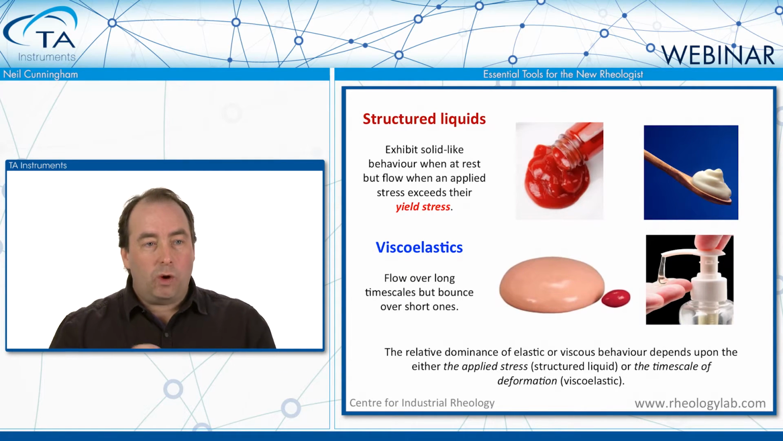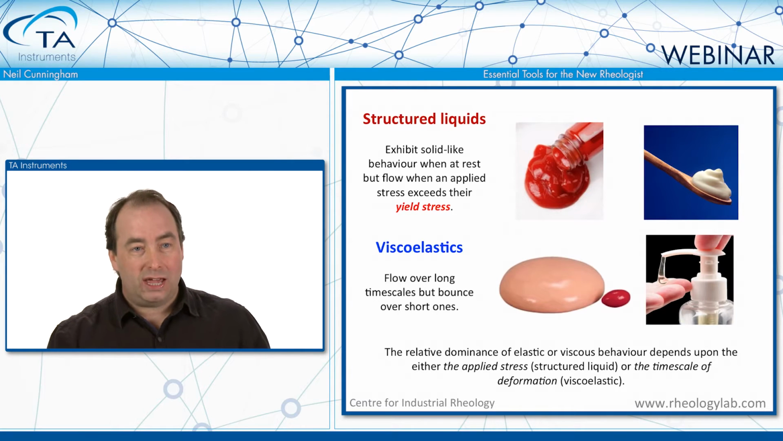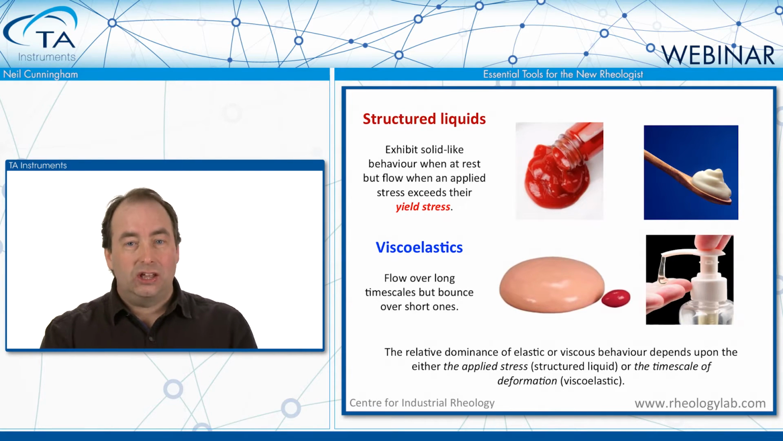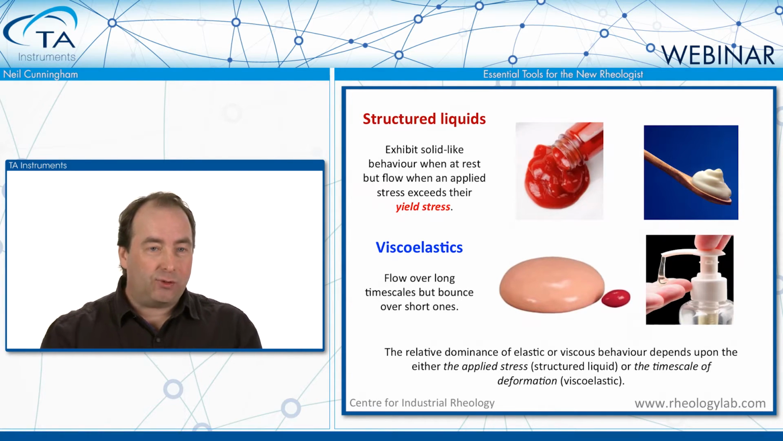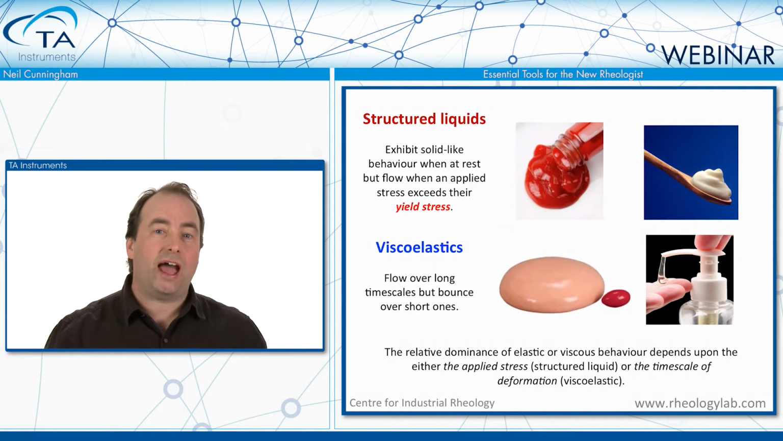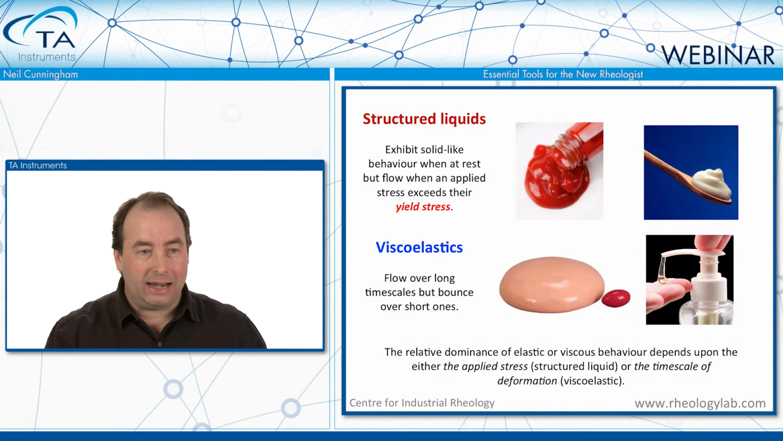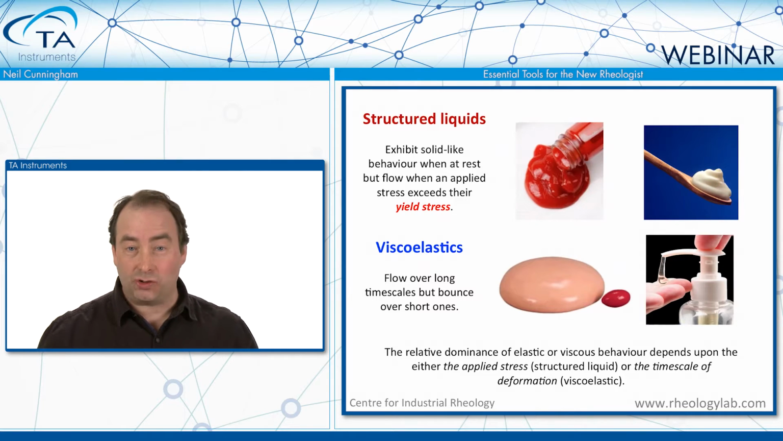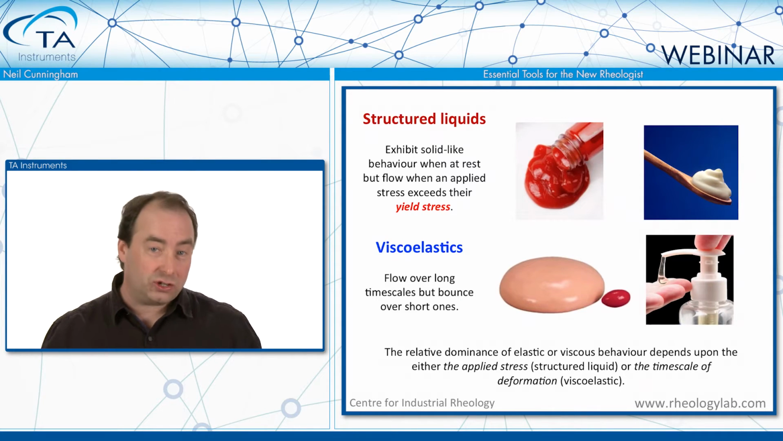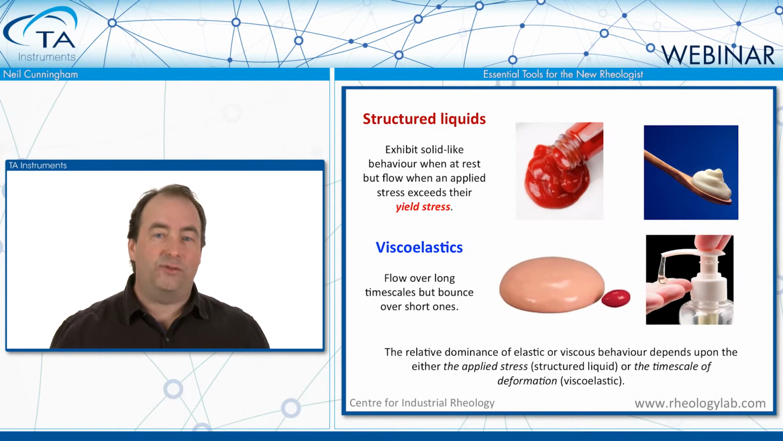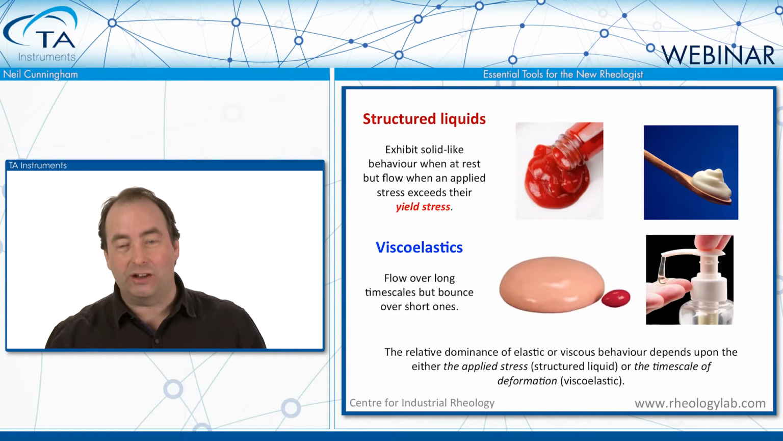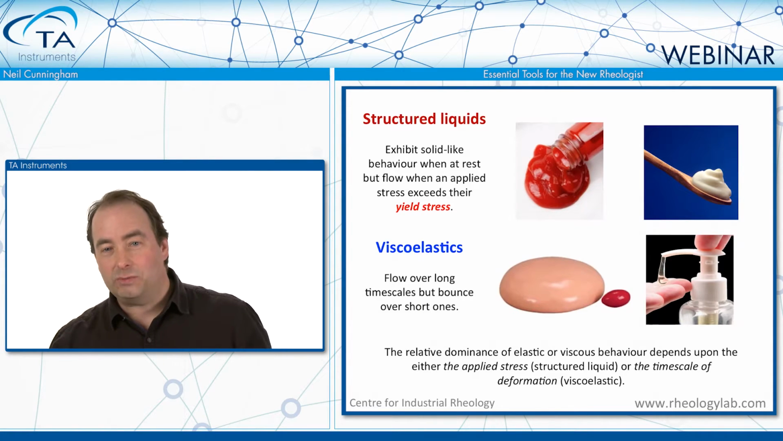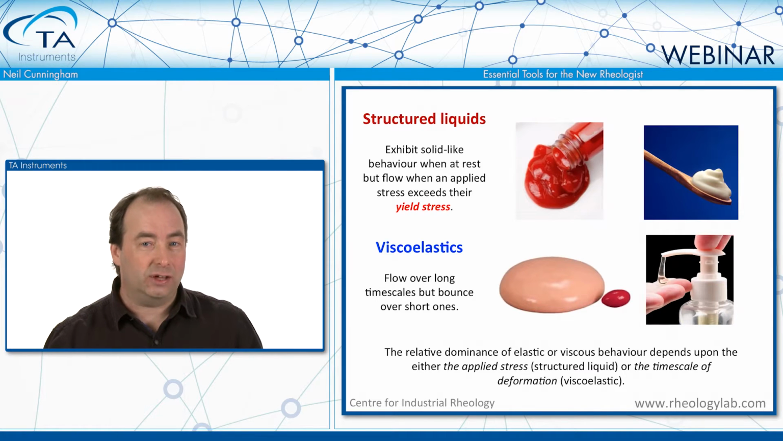So we've got two groups of materials here, or two categorizations that we can use for making decisions on how we're going to test a material. Just to summarize then, structured liquids are soft solids. You apply sufficient stress, you get them to flow. And viscoelastics act like liquids generally, they look like liquids, but you can get them to elicit some elastic behavior if you try to make them move maybe too quickly.